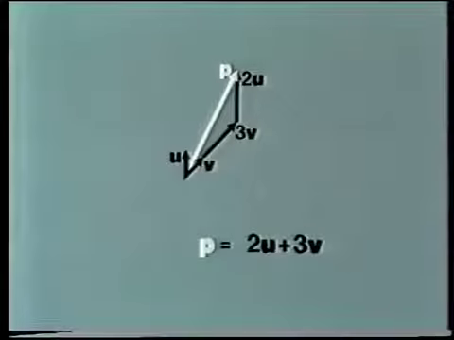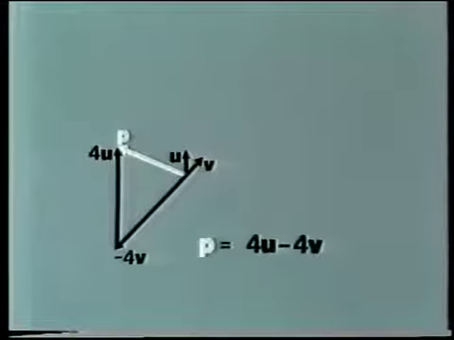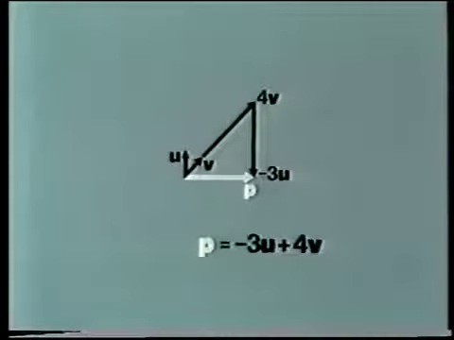But remember, p can be any vector in R2 expressed as a linear combination of the 2 vectors u and v. Here, for example, p is 4u minus 4v. And here, p is minus 3u plus 4v. So u and v can be used to define any vector in R2.